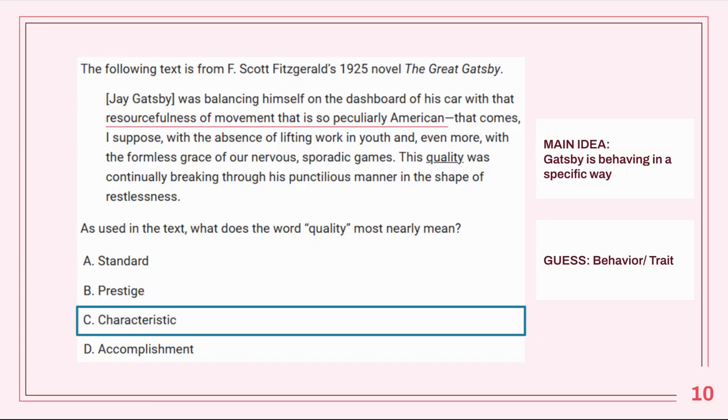So again, even if I don't understand everything, as long as you get the main idea that it's just talking about how he's behaving in a specific way, how he has a specific sort of manner, those words like behavior and manner should get you towards behavior, trait, and characteristic.